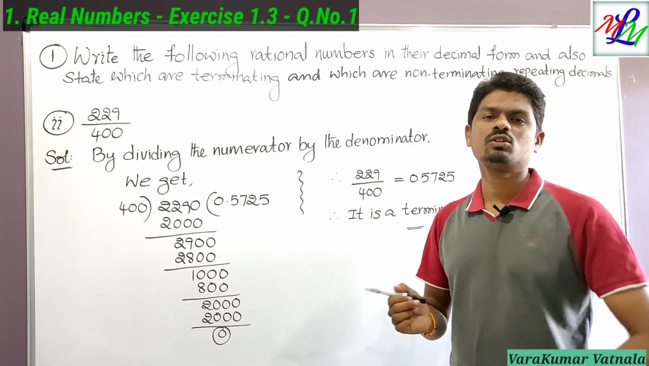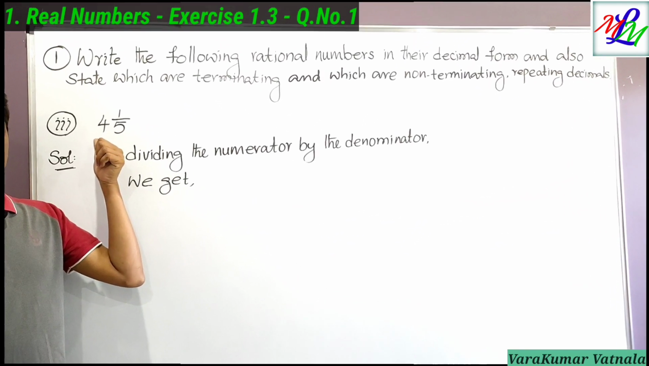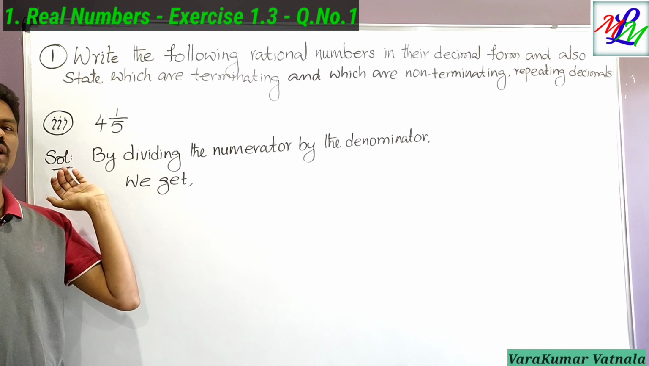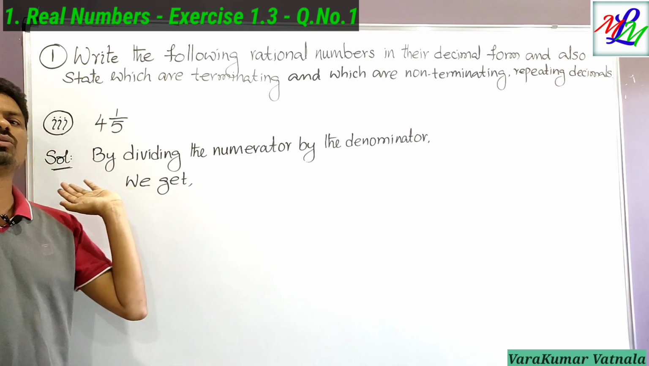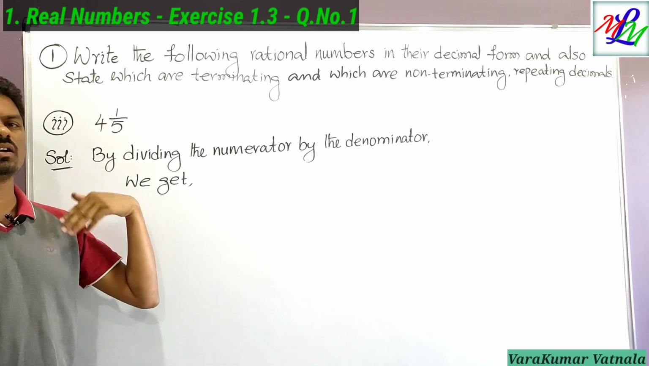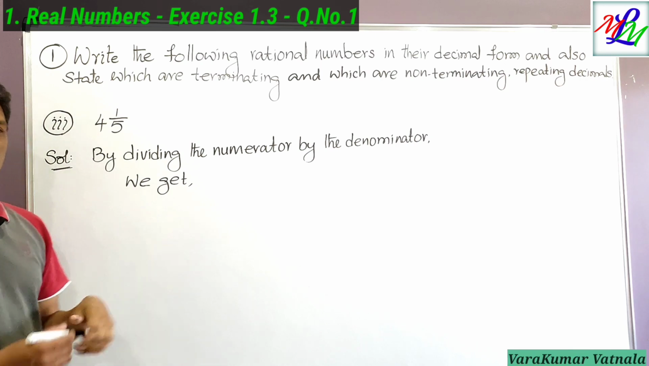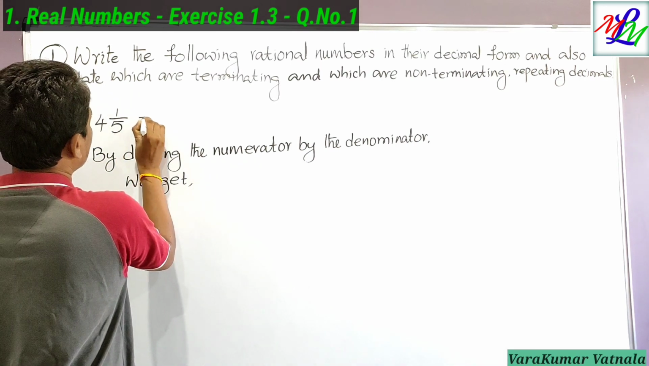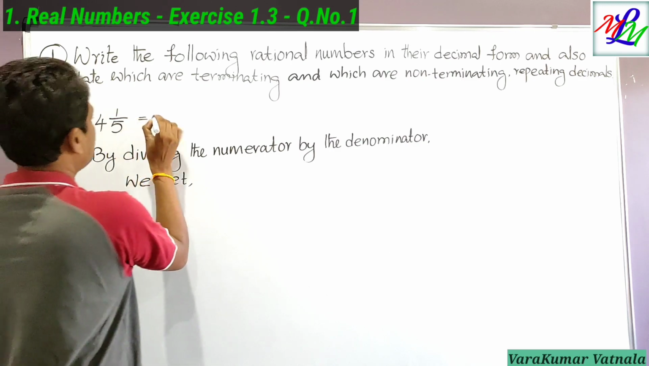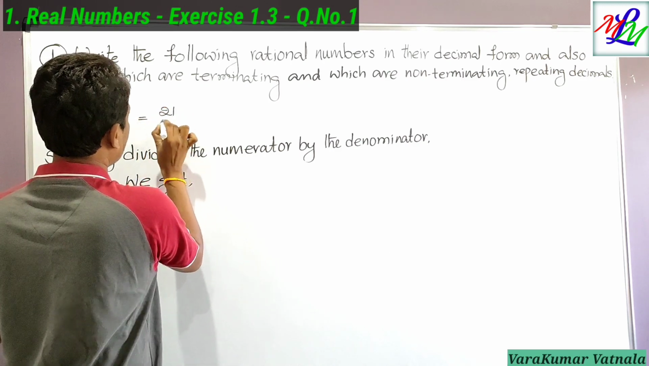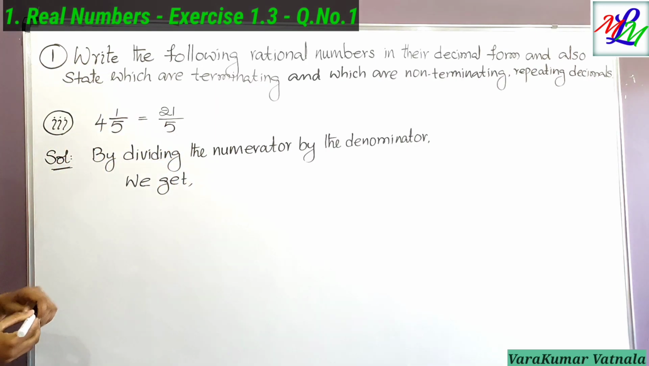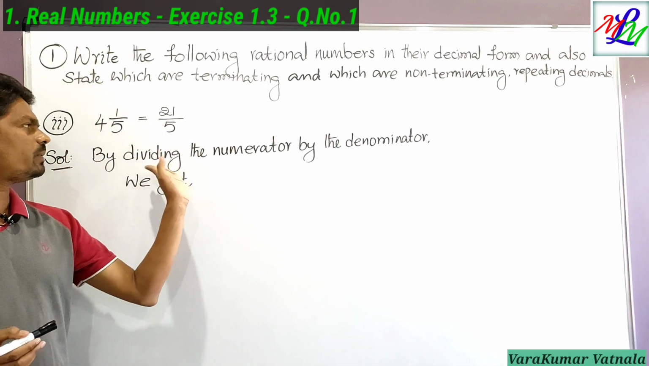This is the second bit. Next we have to solve the third bit. This is the third bit in the first problem: 4 whole 1 by 5. Again we have to find the decimal form and say whether it is terminating or non-terminating repeating. So see, student, it is a mixed fraction. How to convert it into an improper fraction? 4 fives are 20 plus 1, we get 21 by 5. Now we have to divide the numerator by the denominator.